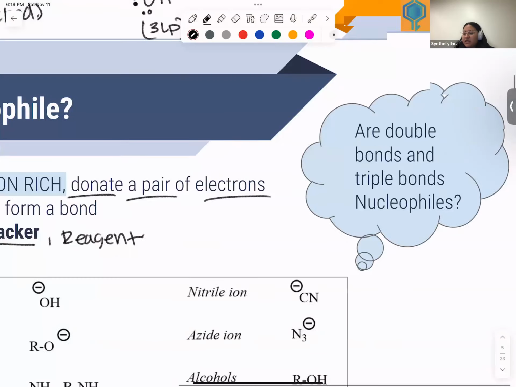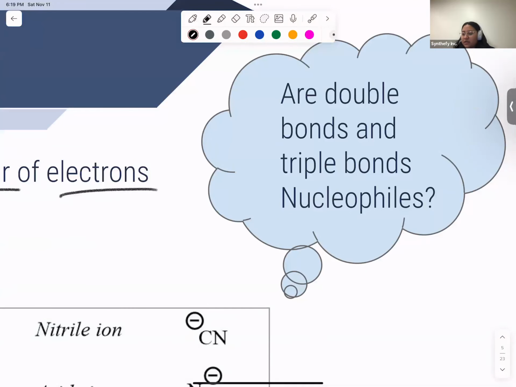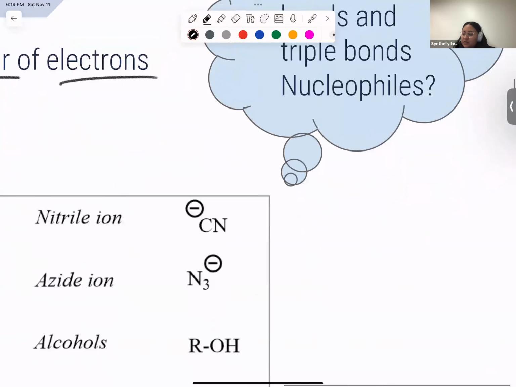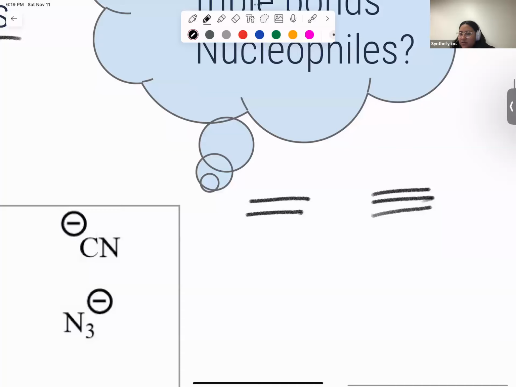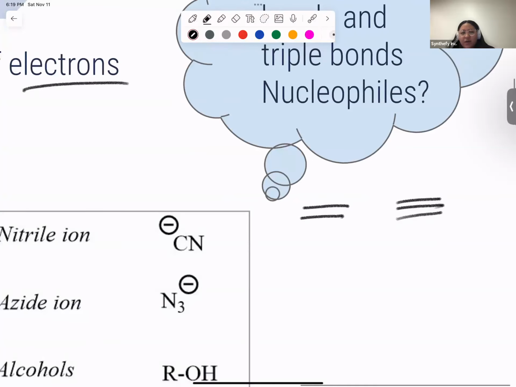Now, I have a question. Are double bonds and triple bonds nucleophiles? So let's draw double bonds and let's draw a triple bond. Are these nucleophiles? The answer is yes. If you said yes, then you're correct. They are nucleophiles. Now, why is that?